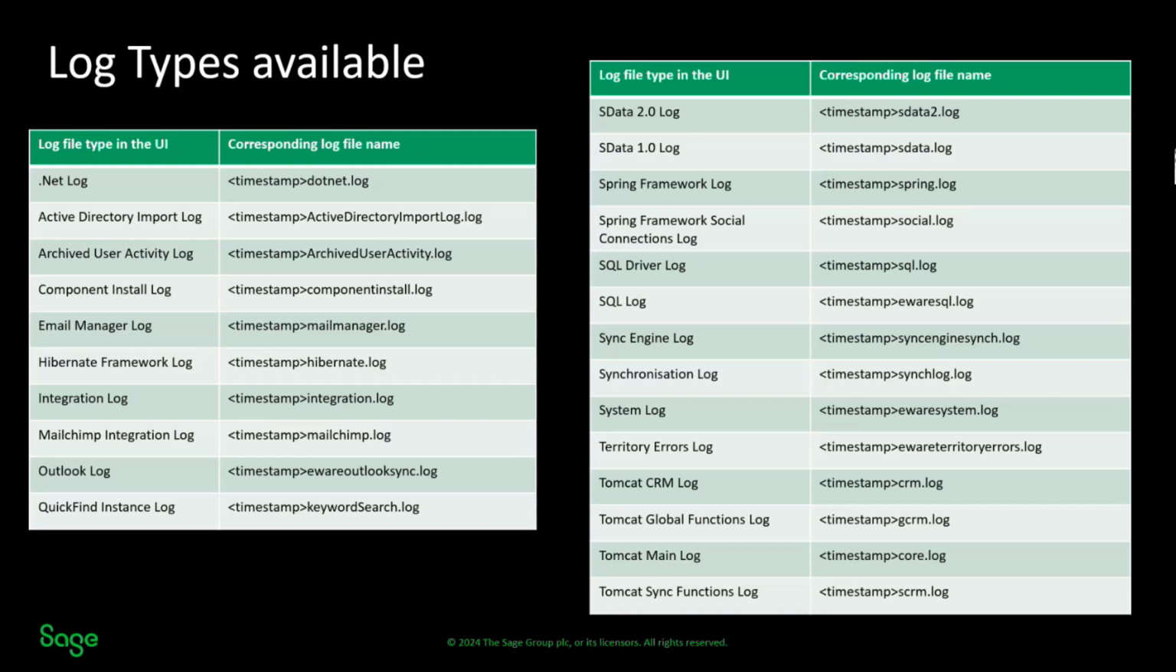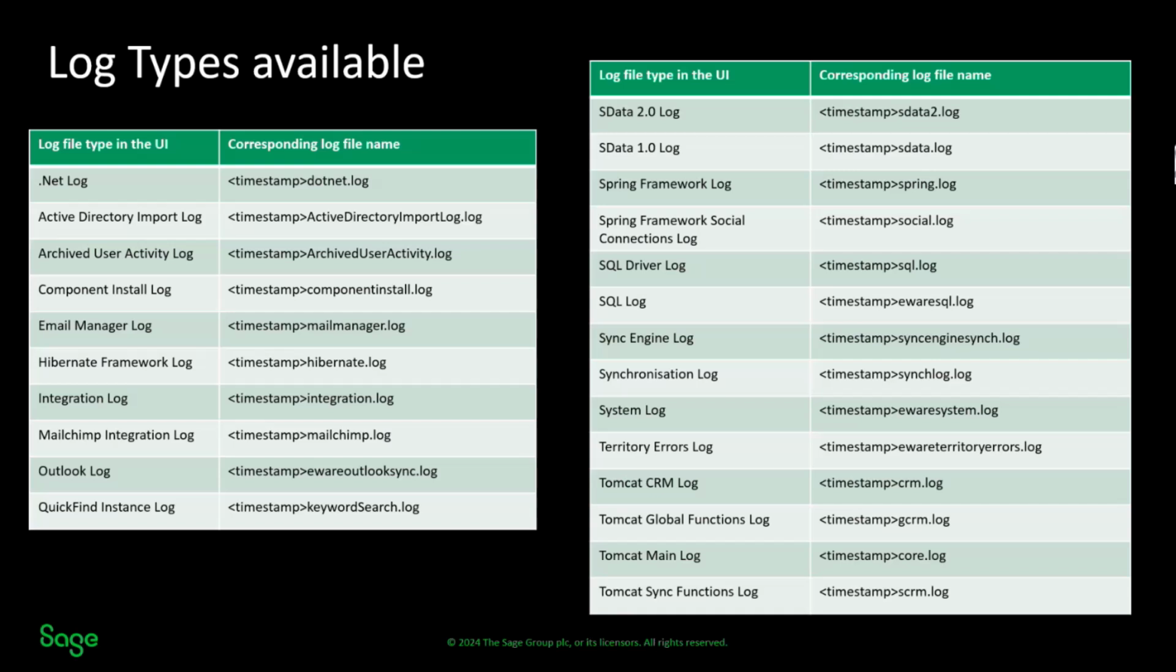You'll notice that when we go back into looking at the system, each log file has a name pattern that includes a timestamp. The logs available from the interface include the Tomcat main, Tomcat CRM, Tomcat global functions, logging around the Hibernate framework, Tomcat sync functions, the endpoint logs, SData1, SData2, the Spring framework, social connections and the SQL driver log. So lots of different things that might be of interest at different points.